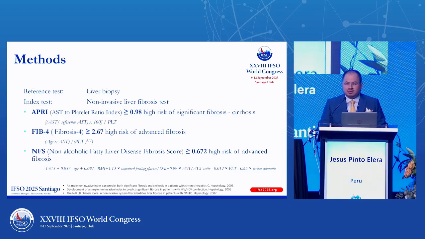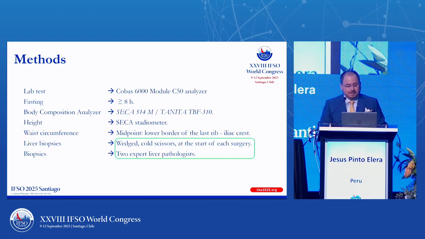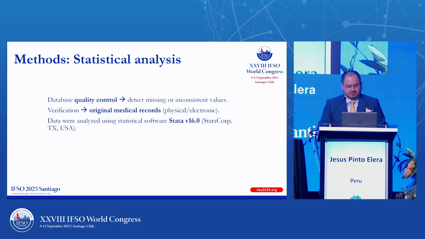We used three of these score tests, APRI, FIB4, and NFS. Each one has its own cutoff point to assess high or significant fibrosis. We used wedge and cold scissors biopsy at the start of every surgery, and this was reviewed by 2 expert pathologists.